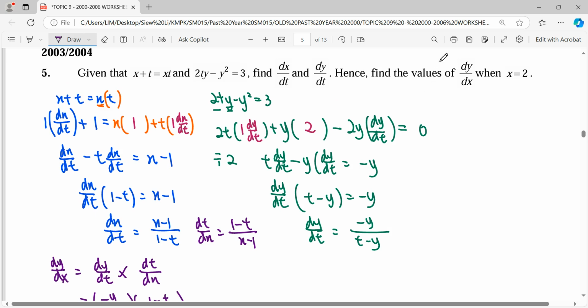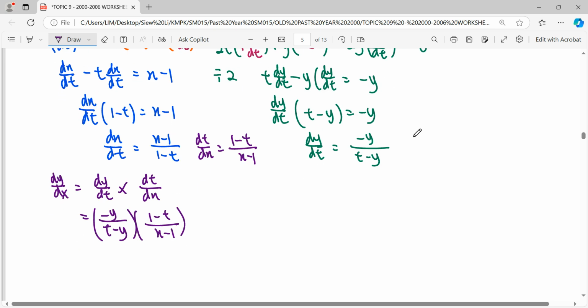And then the question says when x equals 2, find this value of dy/dx. For this, we cannot simplify anything. We leave it in the product form. Then we continue to find the value. To find the value, you must know your y value, your t value, and your x value. Given here is only x equals 2.